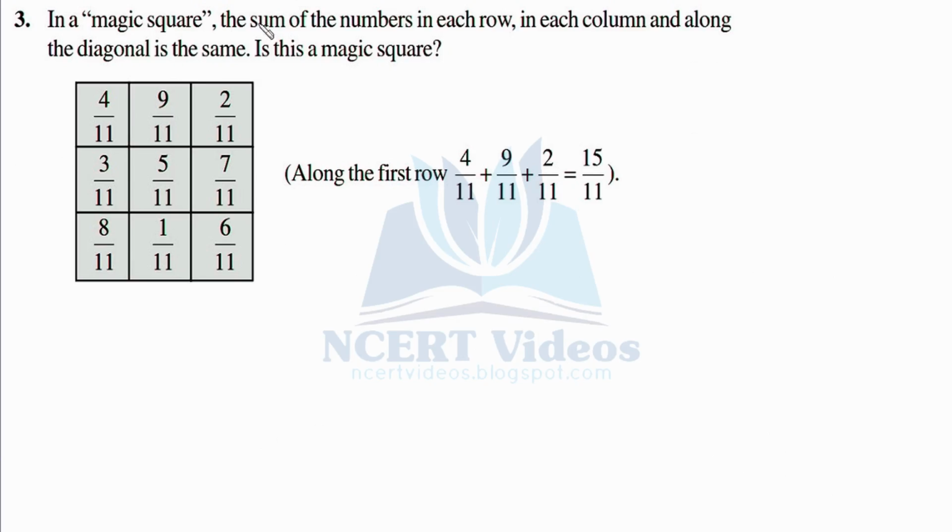Third, in a magic square, the sum of the numbers in each row, in each column, and along the diagonal is the same. Is this a magic square? So the first one is given to you. If you add this row wise, these are your rows, these are your columns. 4 upon 11 plus 9 upon 11, plus 2 upon 11 gives you 15 upon 11. So it should come in all the cases, in all these three rows, in all these three columns, and also in these two diagonals. The same, 15 over 11. So we'll have to check that.